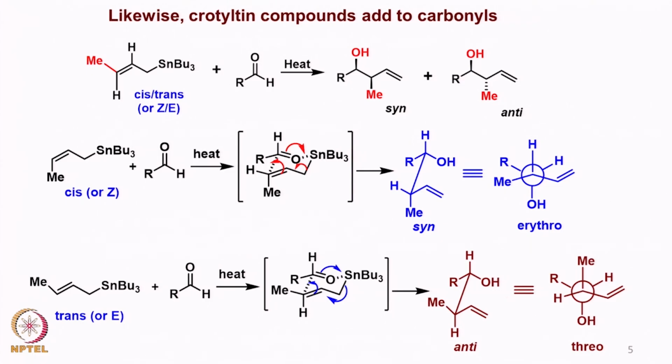downwards. This can be written up as a Newman projection like this, which is called a 3O compound. So, this is how the crotyl tin compounds add to carbonyls and lead to bond formation, specifically from Z crotyl tin compounds to syn products and from E crotyl tin compounds to anti products.